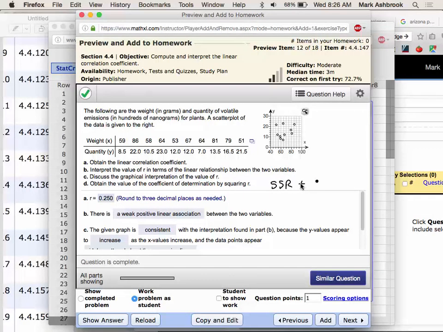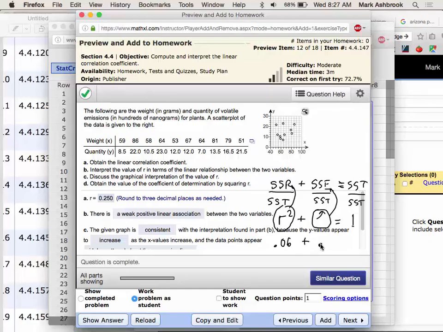SSR plus SSE equals the SST, right? So watch, if I divide both sides by SST, this would be R squared, plus this thing would equal what? 1, right? So this is the portion due to the regression, and then what's the complement of that? We talked about complement early in the semester. All the rest is due to error. So when the R squared was 0.06, that's why I said the percent of deviation due to error was 0.94, because it's the rest from 1. Is that better?